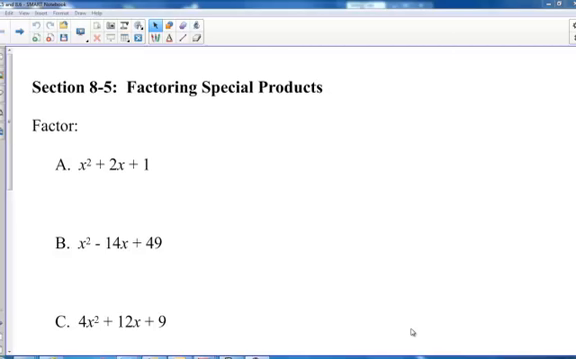If you were to look at this, any two numbers that multiply to give you 1 and add to give you 2 are 1 and 1. And this is called perfect squares because we could write this as x plus 1 squared. In the next one, the two numbers that multiply to give you 49 that add to give you negative 14 are negative 7 and negative 7. Again, that's perfect squares because we could write that as x minus 7 squared.